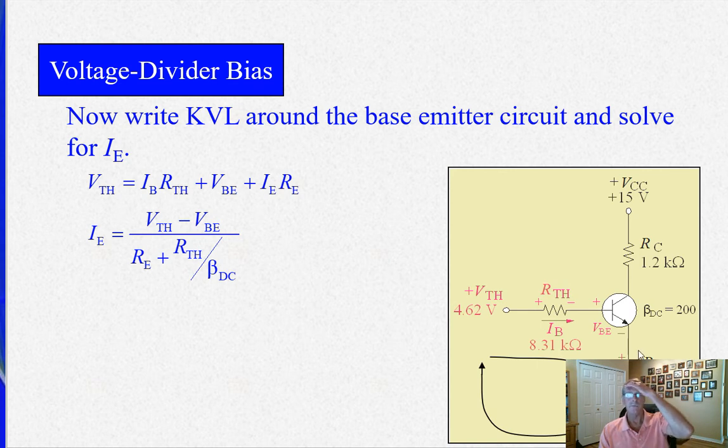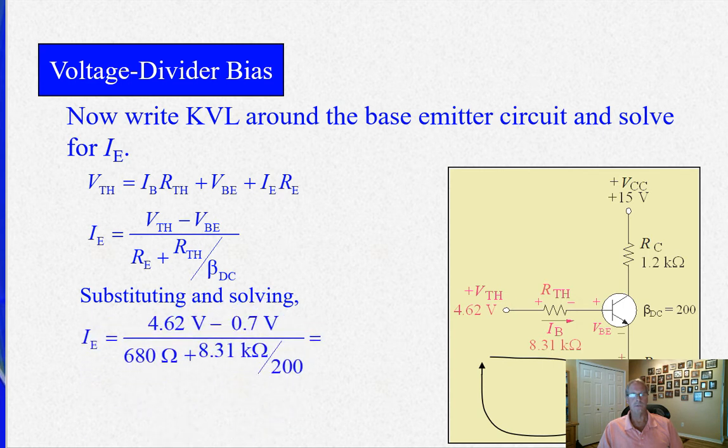Now, beta DC, you have to take that into account, right? Because we know that this current, the emitter current, is going to be, in this case, 200 times greater than this base current. So as a result, we take the Thevenin equivalent resistance and divide it by 200, because it's effectively 200 times less because of this current gain. And we just substitute that and solve.